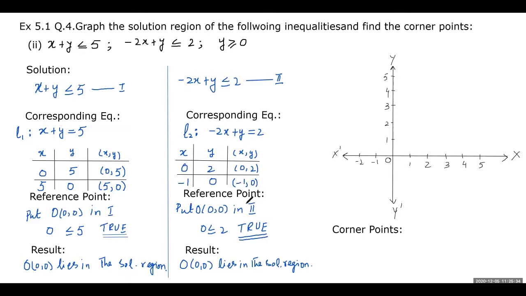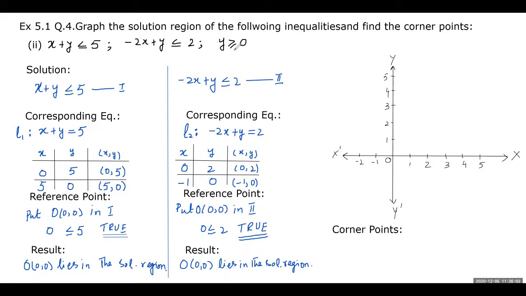Then we write the reference point. For that, we put the origin (0, 0) in inequality 2. Put x equals to 0, y equals to 0. The result is 0 is less than or equal to 2, which is a true statement. So what do we get? The origin lies in the solution region. That is, the origin (0, 0) satisfies this inequality. So the origin will lie in the solution region of this inequality.